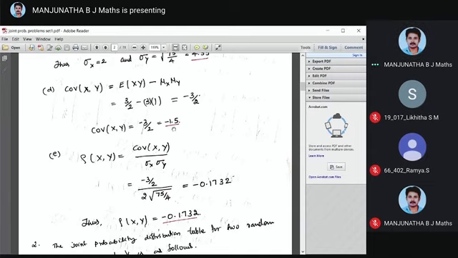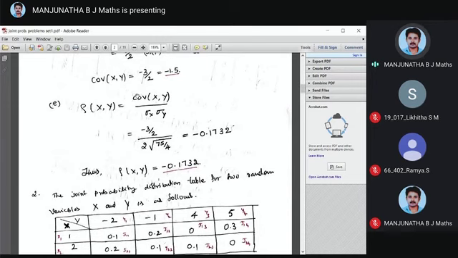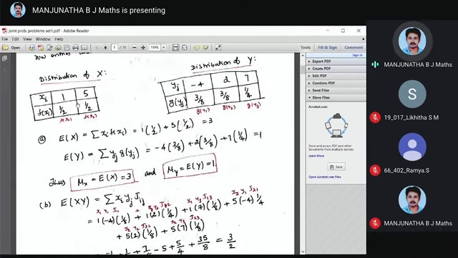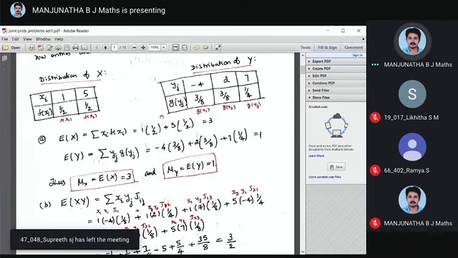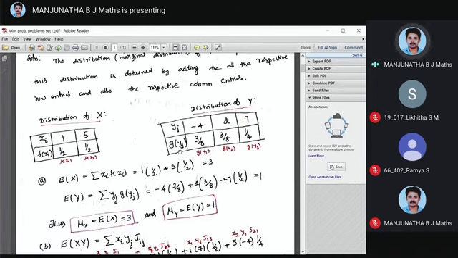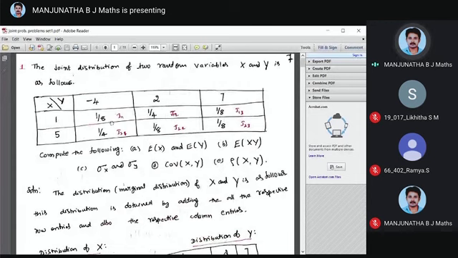Suppose if I ask you to check whether they are independent or not, you take covariance of xy. If it is 0, fine. Otherwise, you compute expectation of xy, and expectation of x into expectation of y. If expectation of xy equals expectation of x into expectation of y, then we say that they are independent. Or you may check in another way: f of x1 into g of y1 is 1 by 2 into 3 by 8, that is 3 by 16. What is j11? 1 by 8. They are not equal. Therefore they are not independent.